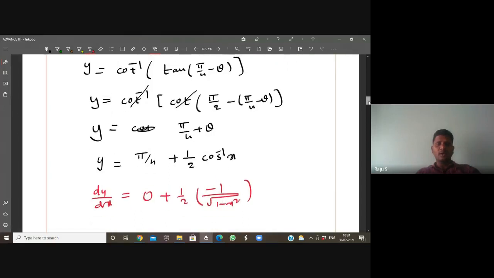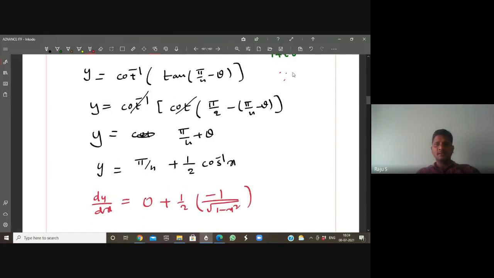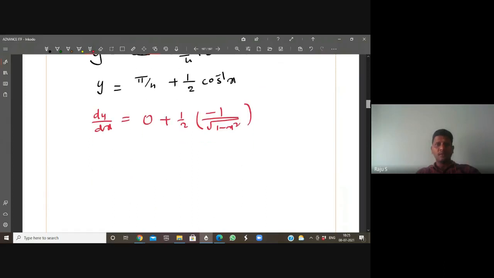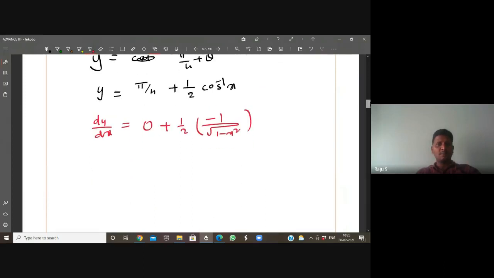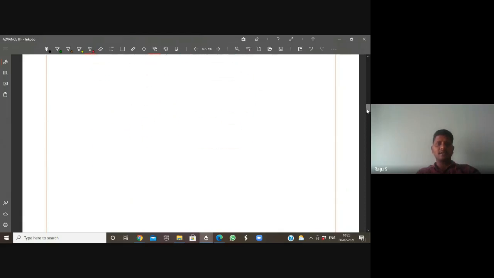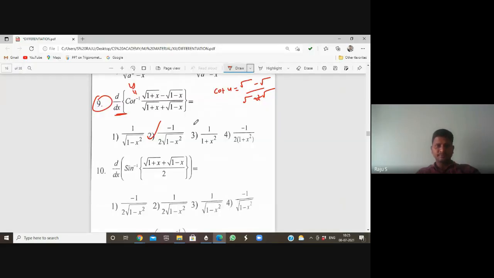So I change it again. Since we know that tan theta is equal to cot 90 minus theta, I apply this property here, tan 90 minus theta. So cot inverse cancel. Then pi by 4 plus theta I replaced at last, I differentiate. You must be replaced. So that is the answer. Second option.